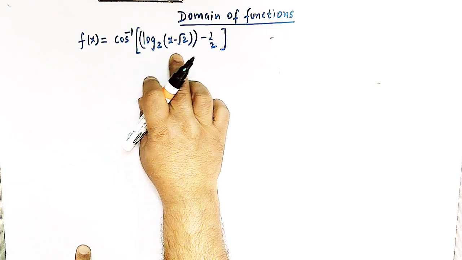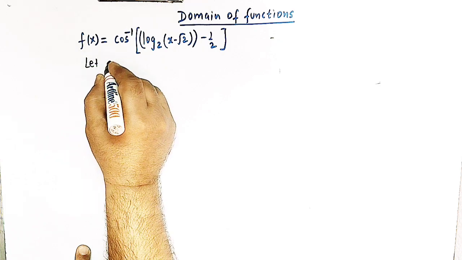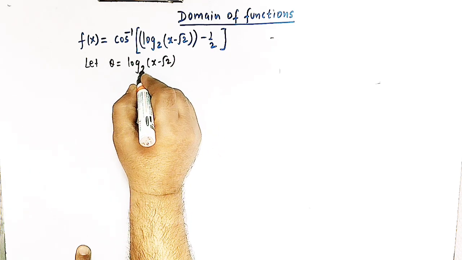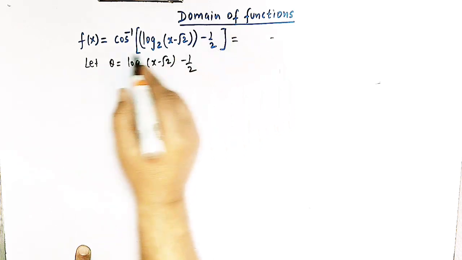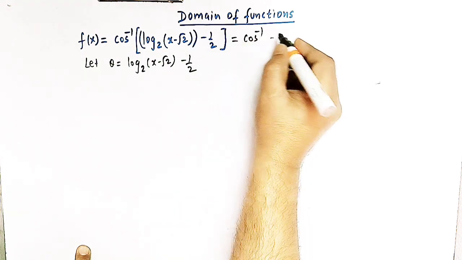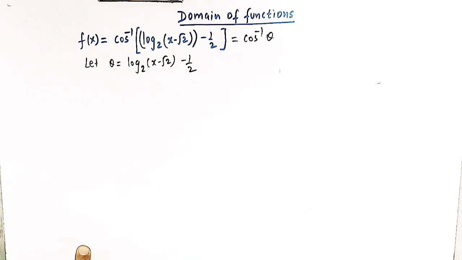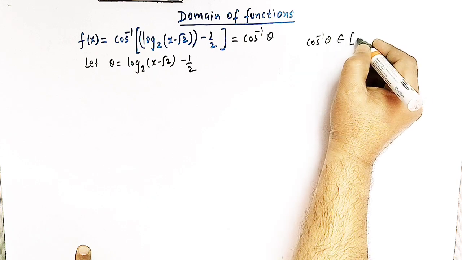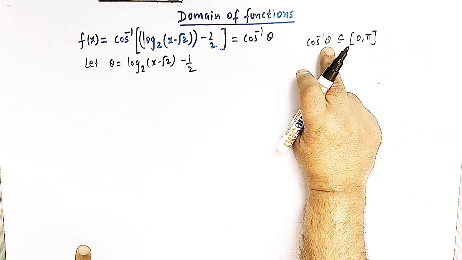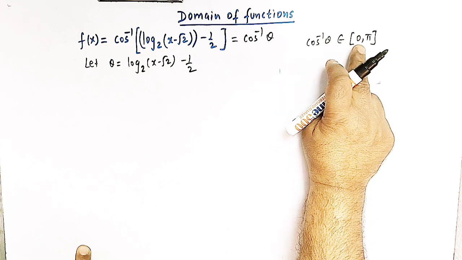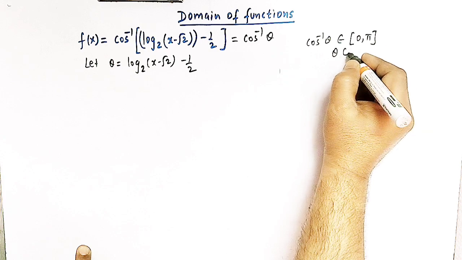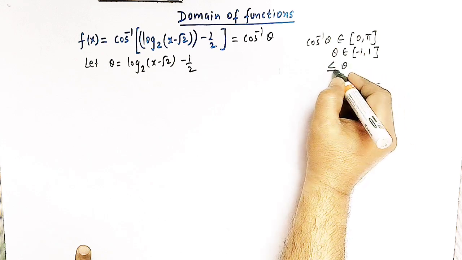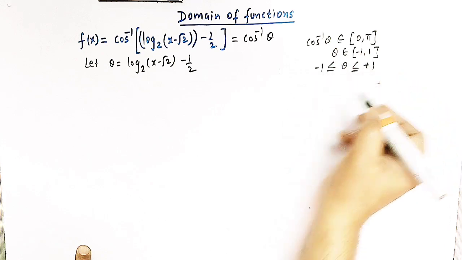So here let us take this term as theta. So we can now take theta is equal to a logarithm of x minus square root of 2 to the base 2 minus half, so that this function assumes the form cos inverse theta. Now from inverse trigonometric functions, we know that cosine inverse theta belongs to this closed interval 0 to pi. That is, the range of cos inverse theta is from 0 to pi, provided this theta belongs to this interval minus 1 to 1. That is, theta is greater than or equal to minus 1 but less than or equal to plus 1.